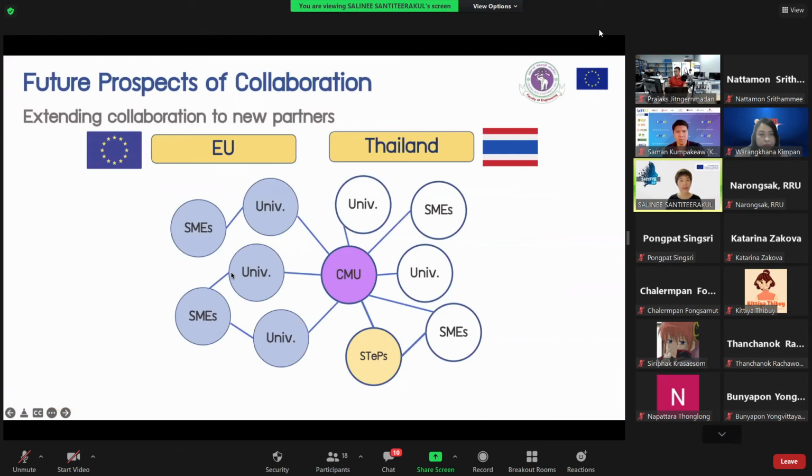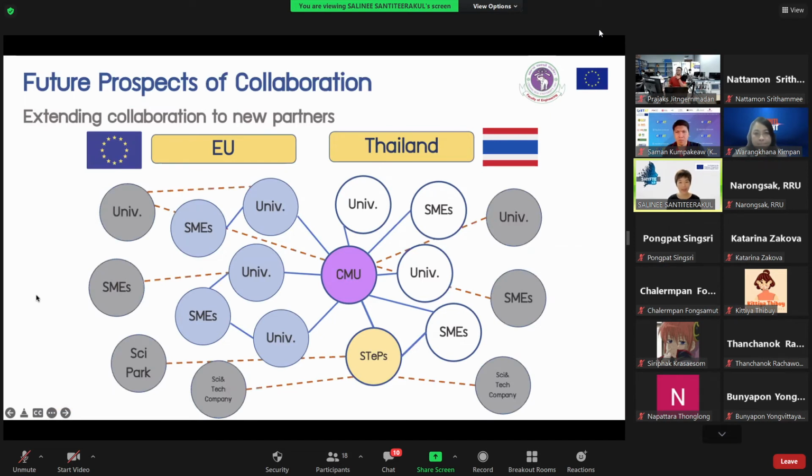Our expectation, our future prospect of the collaboration, is that we try to extend our collaboration to new partners. Now, Chiang Mai University works with some Thai universities and with our partners in the EU. And I hope that from this session, from this workshop, we can extend our collaboration to new partners in Thailand and also new partners in the EU as well.